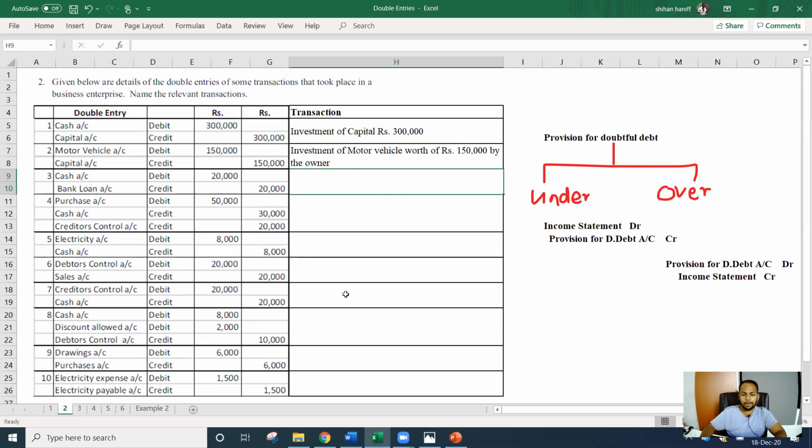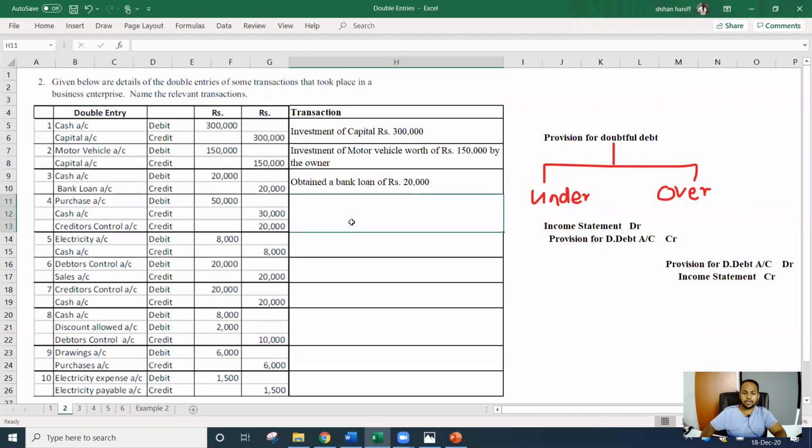Cash debit, bank loan account credit. So what is that? We are obtaining a bank loan of 20,000. So that's the entry. Obtained a bank loan of 20,000.